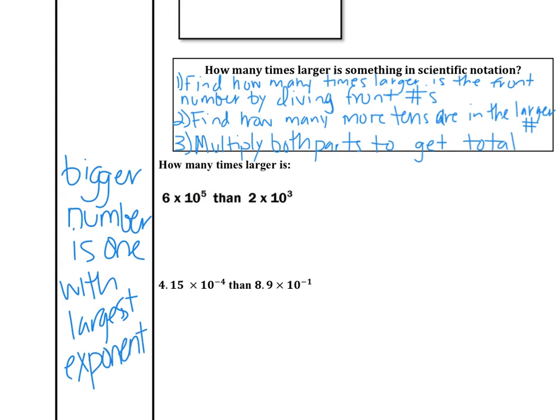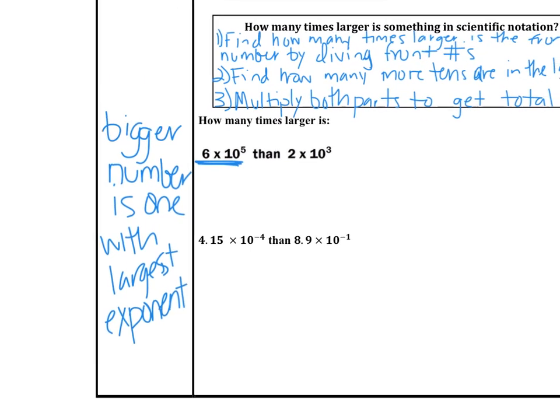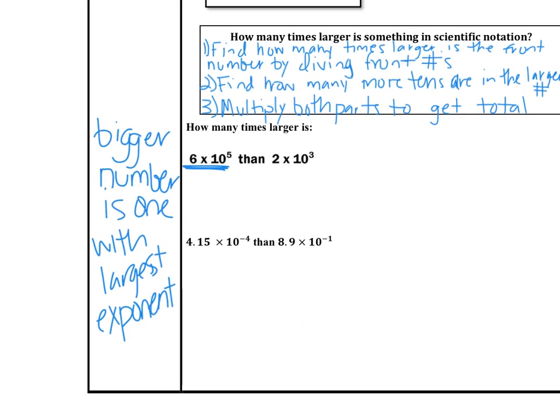So if I am looking at these two, then I can see that this one over here on the left, 6 times 10 to the 5th, is going to be the larger number. So my first step said to find how many times bigger the larger is in the front numbers by dividing the front numbers. So I'm going to do 6 divided by 2, or maybe I already know in my head that 6 is 3 times larger. So I'm going to write my work right here, 6 divided by 2. That front number is 3 times as big.